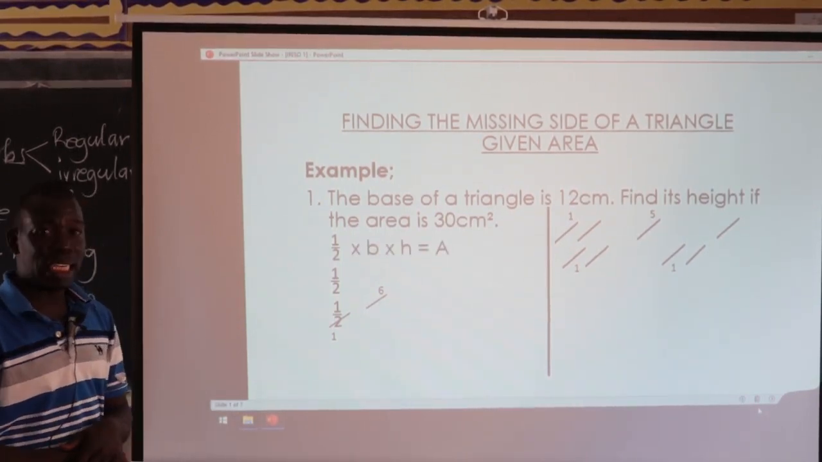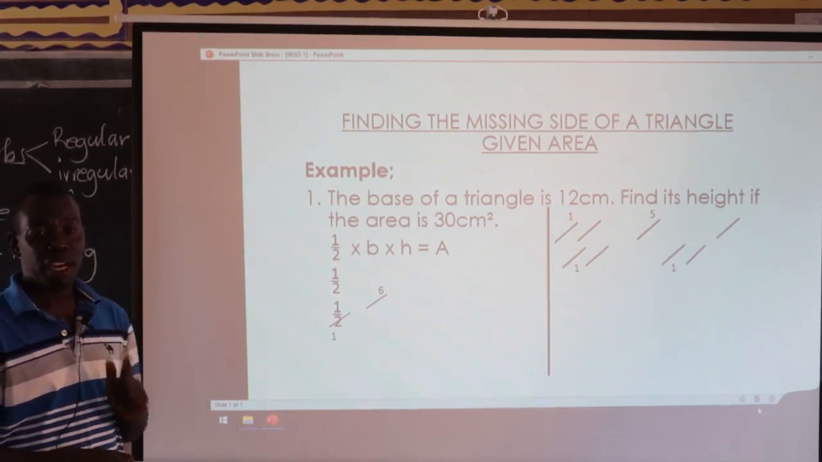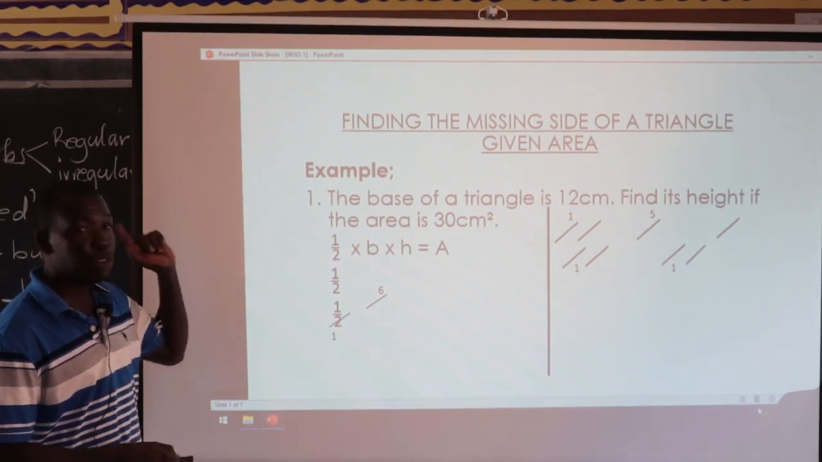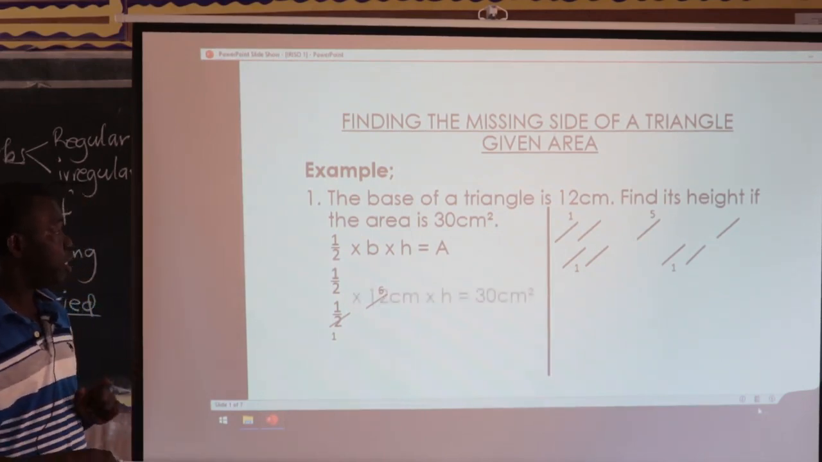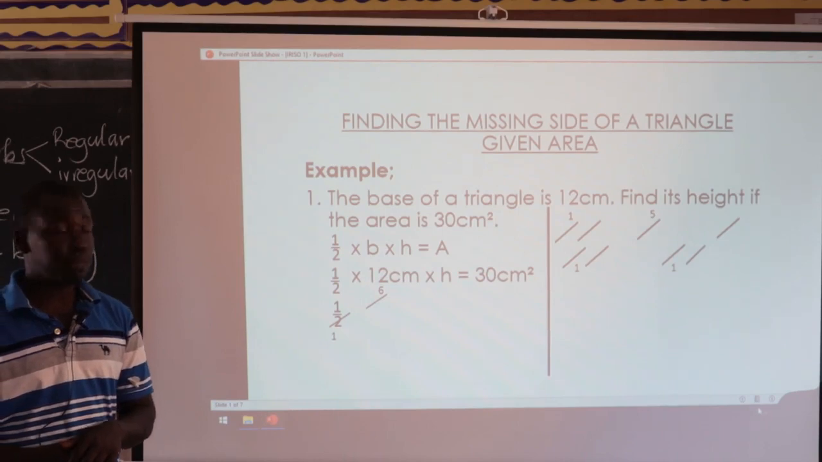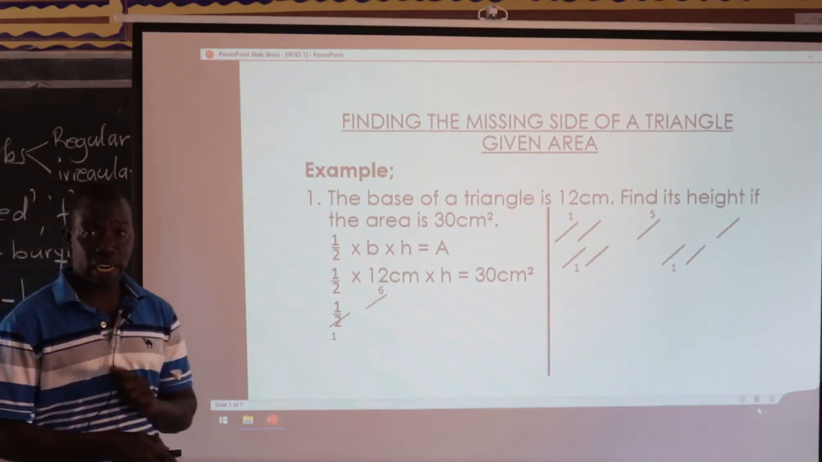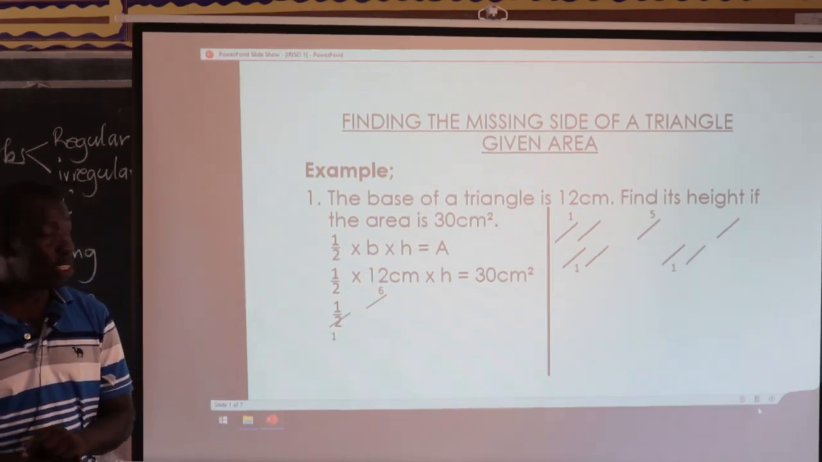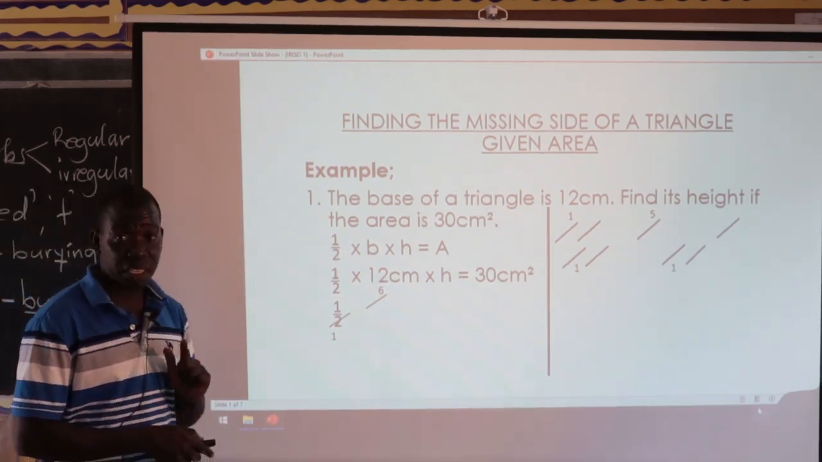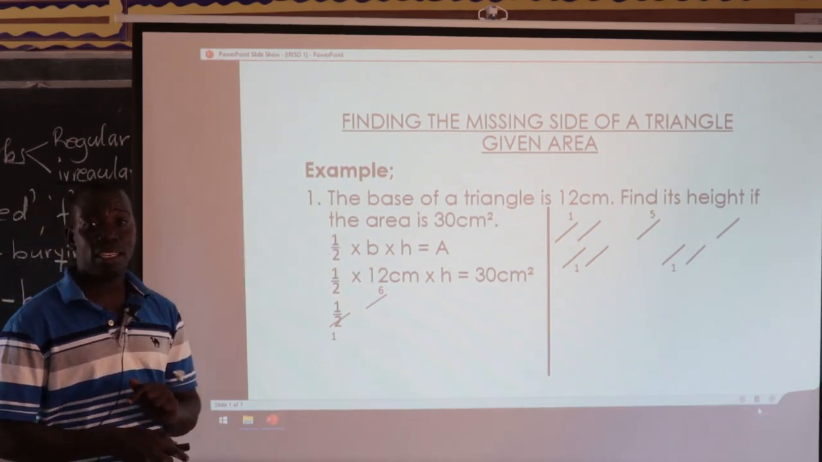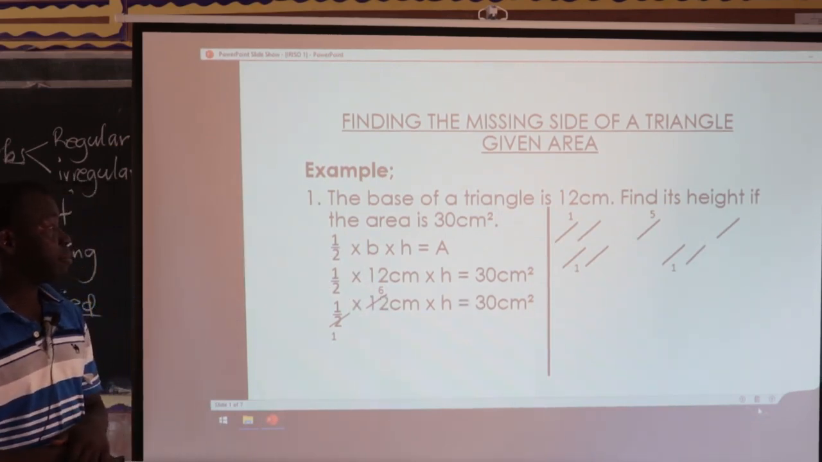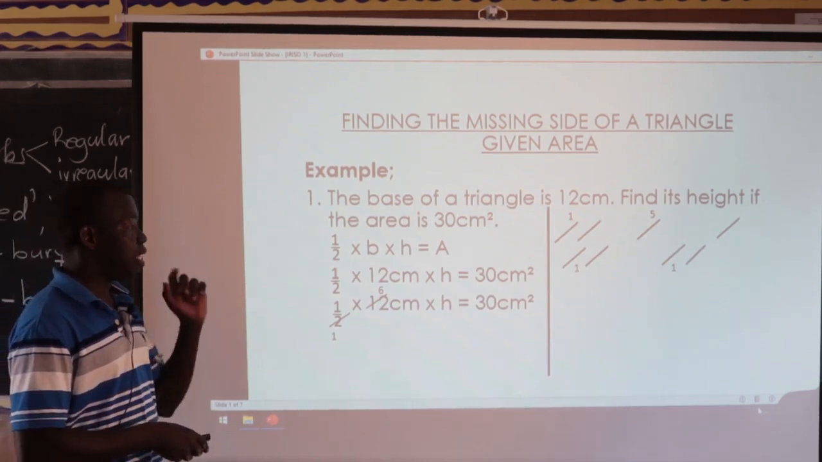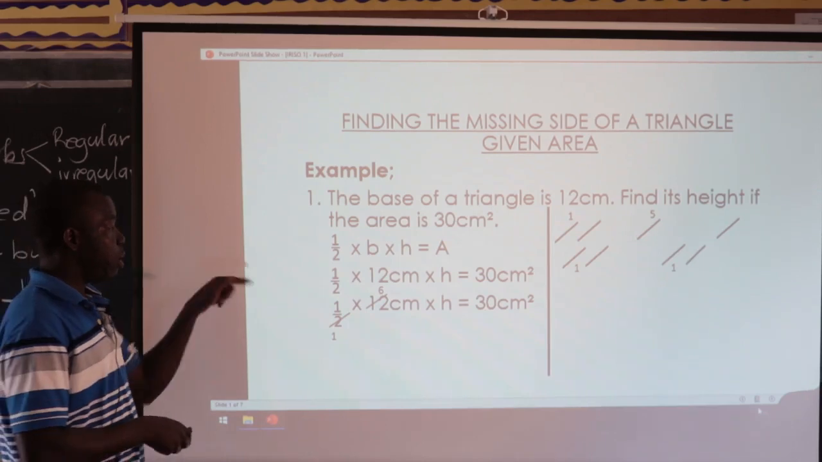We shall begin by stating the formula of finding the area of a triangle. There we are. It is a half times base times height. Wonderful. Good. What will be our second step? Substitution now. Right substitution. A half times the base, which is 12 centimeters, multiplied by the height, which is missing. And the area is 30 square centimeters.